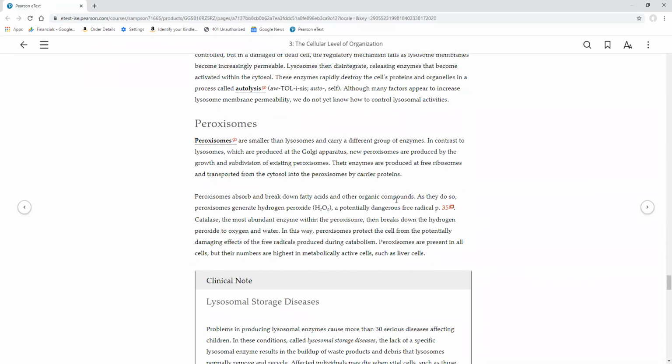Peroxisomes are smaller than lysosomes and carry different groups of enzymes. In contrast to lysosomes, which are produced by the Golgi apparatus, new peroxisomes are produced by the growth and subdivision of existing peroxisomes. Their enzymes are produced at free ribosomes and transported from the cytosol into the peroxisomes by carrier proteins. All right, so look, peroxisomes have oxidative enzymes, and they break down things like hydrogen peroxide.